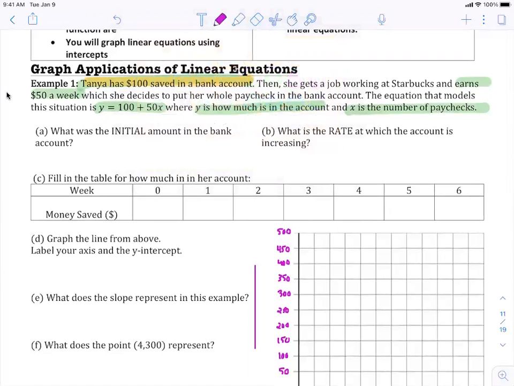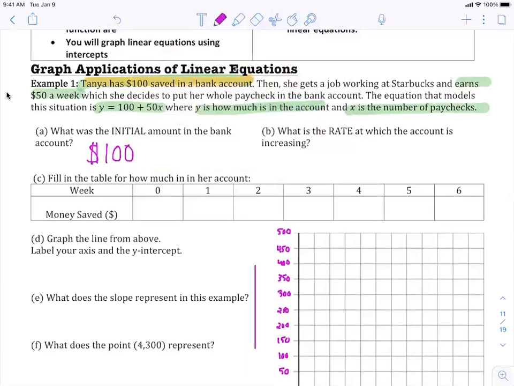So what that tells us is the initial amount is just how much was saved before she starts adding to the account. In other examples, you might be starting with an amount and taking money out of the account, in which case it would be a little bit different. But the initial amount wouldn't change. It's how much you start with.